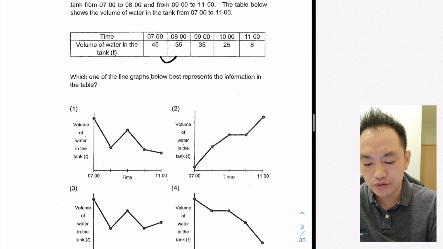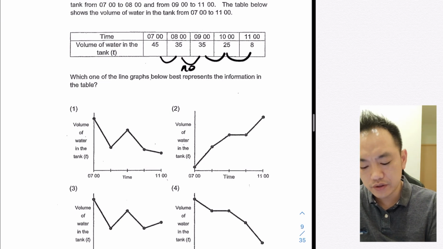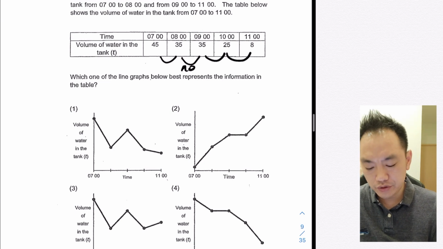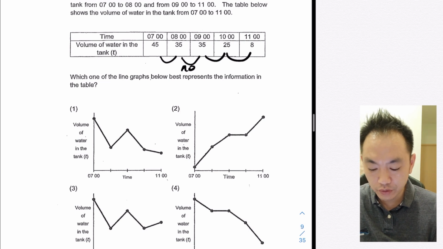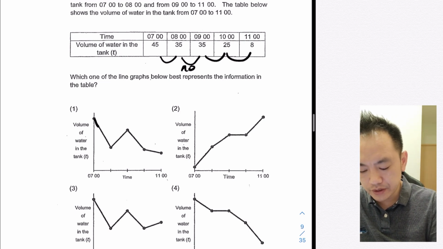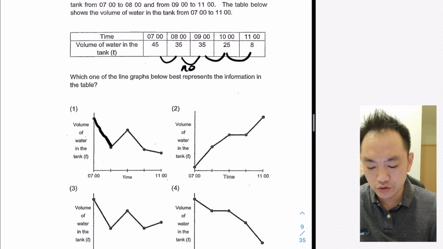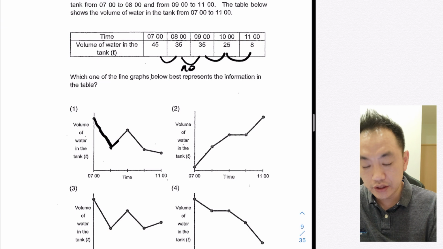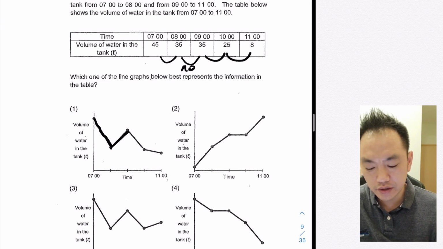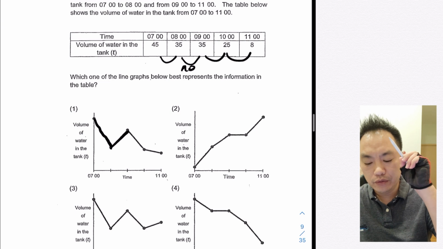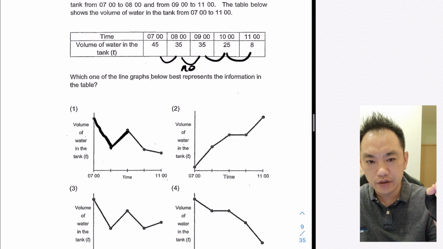From here you can see the water flow out. From 45 it decreased to 35. From 0800 to 0900 the number stayed the same, so there was no water flowing out here. And then here it continues to have water flowing out, and from 10 to 11 also continues to have water flowing out. Okay, so which graph will be able to show this? Basically, if you look into graph 1, the first line coming down shows the amount of water dropping, but then the second line is actually increasing, which, if we look at this table, the amount of water actually comes down, then stays, and also comes down again.